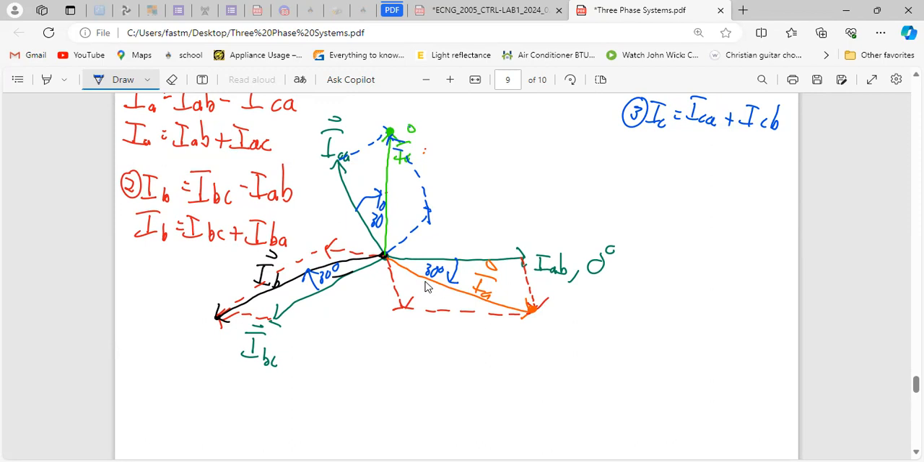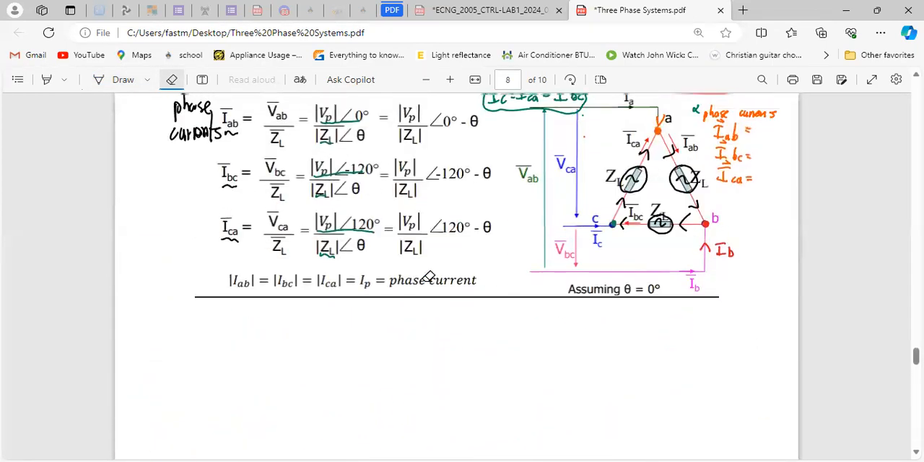Like if I just spot a point here and I say on your marks, get set, go, obviously IAB will win because it's already in front. So IA is lagging and IAB is leading. So we'll just go in that direction. Right? Don't need to overcomplicate it. Right? And those are your phasors.